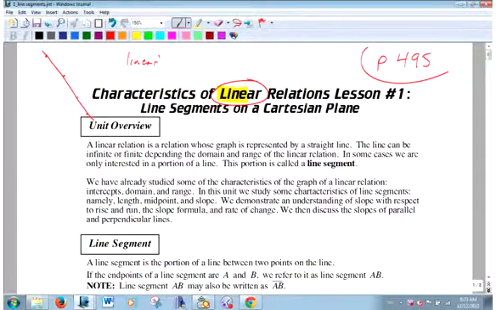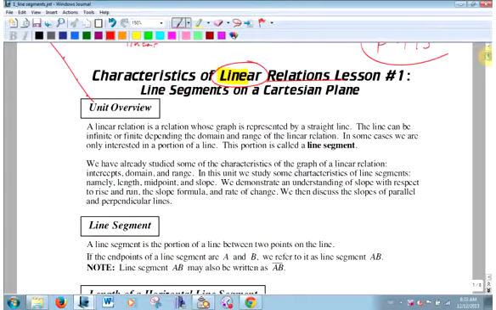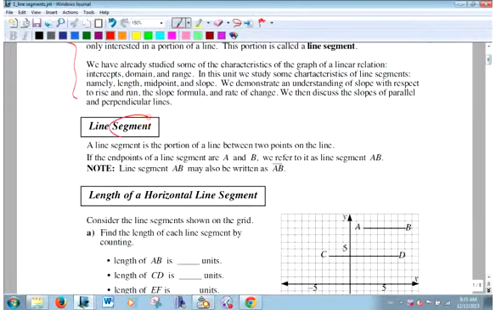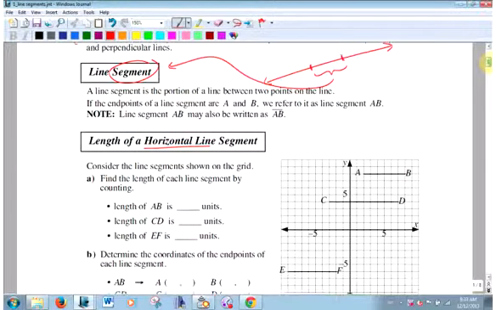Okay. Linear, line, linear relations. It's the only stuff we're going to do in this course. Feel free to read all that. A line segment. That's just part of the line, like from here to here, that would be a segment of the line. Some people are still confused.